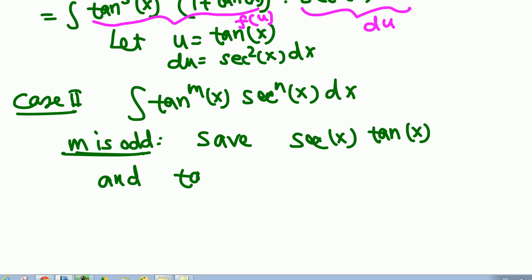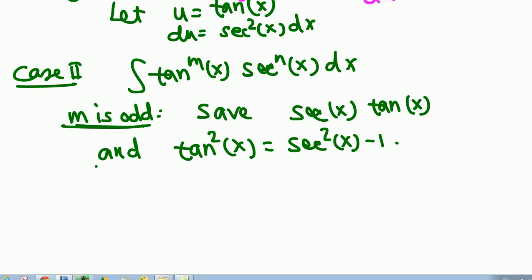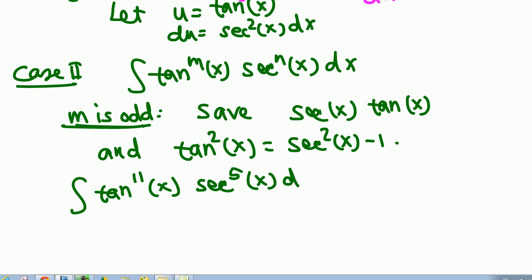and change that tangent even power in terms of secant using the formula tangent square is secant square minus 1, just the modified. We know 1 plus tangent square is secant square, and we're just modifying, and change tangent in terms of secant using this formula. Let me show you an example. Let's say tangent to the 11x and secant 5x dx.